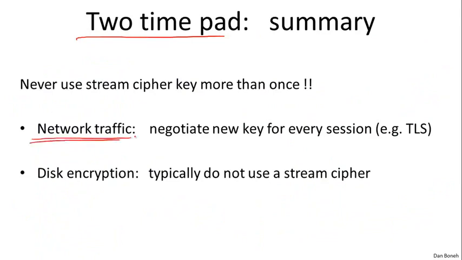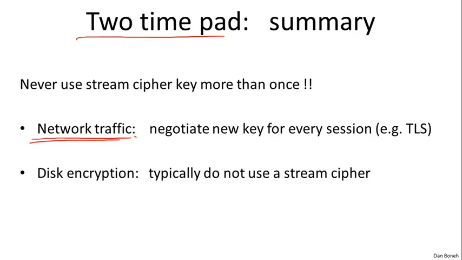So for network traffic, typically what you're supposed to do is every session would have its own key. Within the session, the message from the client to the server would look as one complete stream. It would be encrypted using one key. The messages from the server to the client would be treated as one stream and encrypted using a different key. And then for disk encryption, typically you would not use a stream cipher because as changes are made to the file, you would be leaking information about the contents of the file.